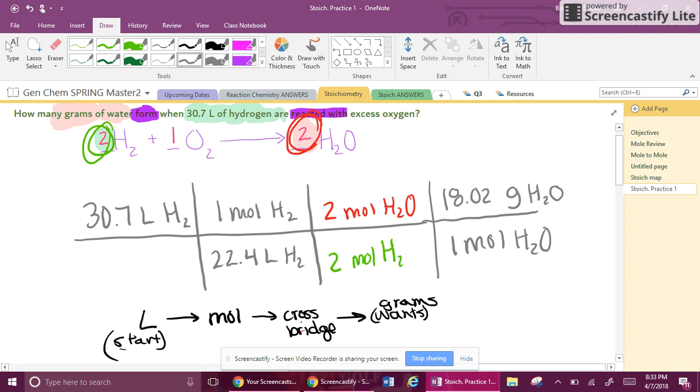So the setup and the process is always the same. You go to moles, you cross the bridge, and you go to what the question wants. Always, all the time, no matter what. Hopefully seeing that will help you guys do these calculations a little bit more smoothly and figure out the best place to start and how to get to what the question's looking for.